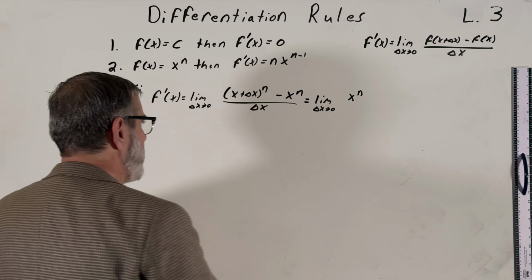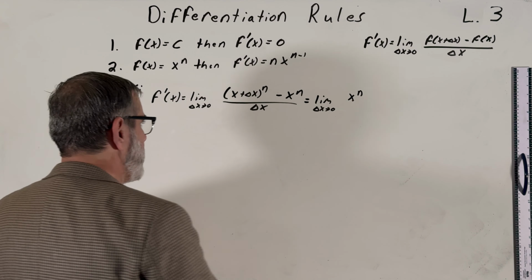And then finally we've got the minus x to the n. And all of this, of course, is divided by delta x. So you can see that the x to the n term on the end and the x to the n term at the beginning are going to cancel out additively, right? And we'll be left with this middle stuff here, right?